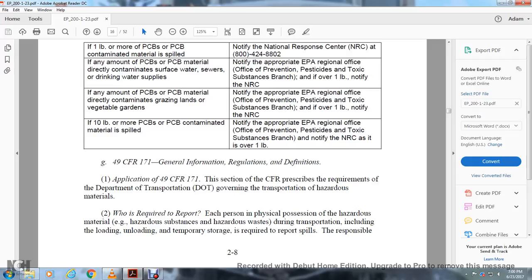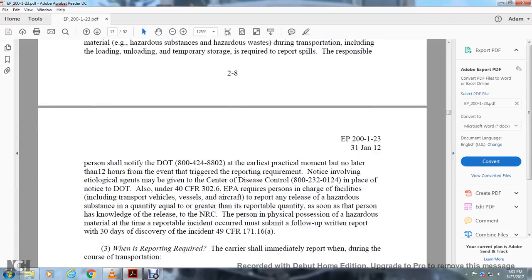G. Title 49 CFR 171, General Information Regulations, definitions applicable to Title 49. This section of the Code of Federal Regulations prescribes the requirements of the Department of Transportation covering the transportation of hazardous material. Who is required to report? Each person in physical possession of hazardous material, hazardous substance, or hazardous waste during transportation, including loading, unloading, and temporary storage, is required to report a spill. The person shall notify the Department of Transportation at 800-424-8802 at the earliest practicable moment, no later than 12 hours from the event that triggered the reporting requirement.